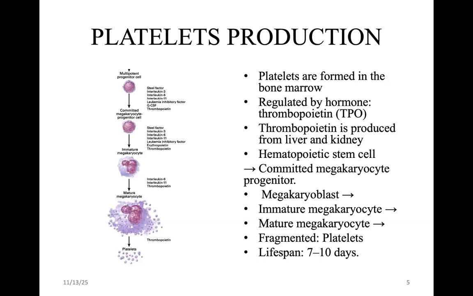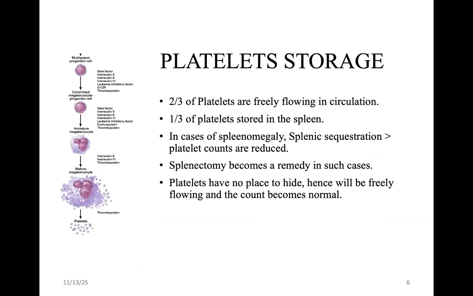Now, when they are released into circulation, how many days do they spend in circulation before they become senescent? About 7 to 10 days, and they are good to go. When platelets are released from the bone marrow, about 66% is available in circulation. That is about two-thirds of produced platelets freely flowing in circulation. About one-third is stored in the spleen.